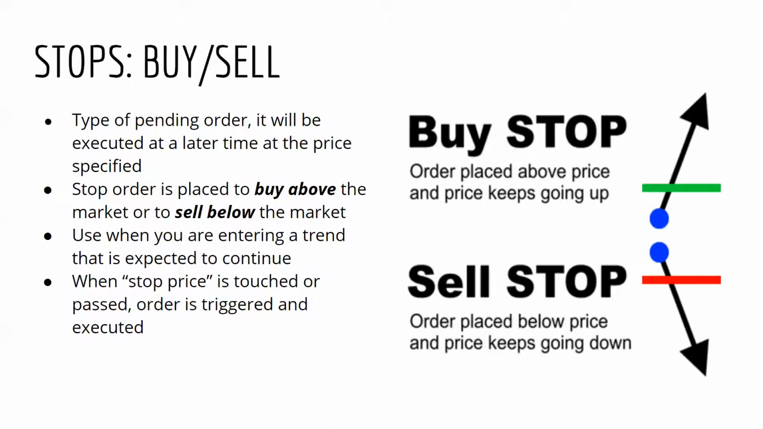So if you look at the illustration on the right side, you have the buy stop where the order is placed above price and price keeps going up. So the blue ball is where price is. So you put the order above where that price is, and as it continues to go up, it'll go ahead and trigger your buy stop and keep going and hopefully stay into profit. The sell stop is just the opposite. The market price is currently above your order, so when it goes down, it's going to hit your sell stop and continue to go into profit.